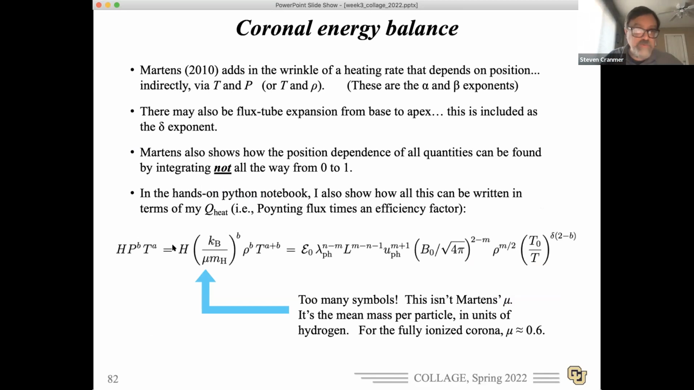And what I'm about to show you in the notebook is that Martens' way of writing the heating rate as some constant H times pressure to the B times temperature to the A, you can also write it as density and temperature rather than pressure and temperature. But that can be related directly to my version of the heating rate with the Poynting flux times an efficiency and these M and N exponents. Yeah, there's so many symbols. This mu is not Martens mu. It's just the mean mass per particle, mu in astronomy. But yeah, I just wanted to point that out.